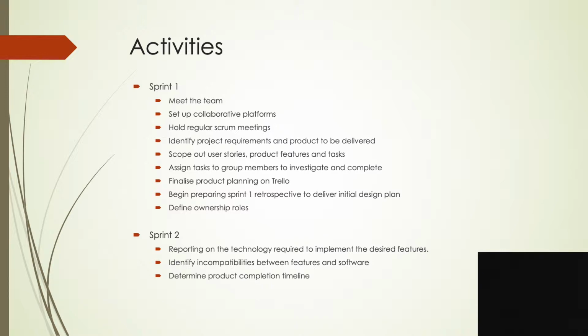Tasks and activities identified as part of Sprint 1 included scoping out the user stories, product features, and defining areas of ownership. We also identified the activities that would be required for the second sprint and determined it would mostly be focused on establishing what technology would be required to implement this product.